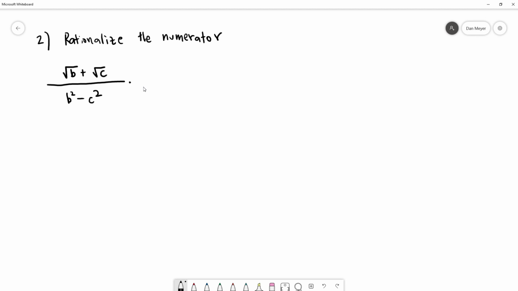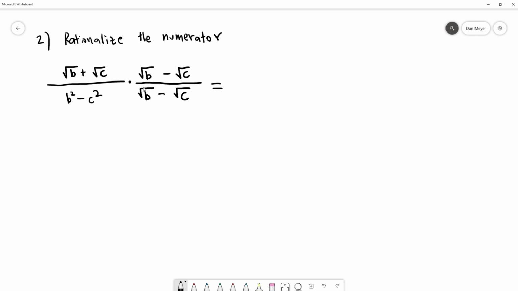So if we multiply by the conjugate of the numerator here, that would be root b minus root c. That's again the conjugate of the numerator. And we've got to multiply on top and bottom by the same thing. Effectively, we're multiplying by 1. So we're not changing the meaning of the expression.